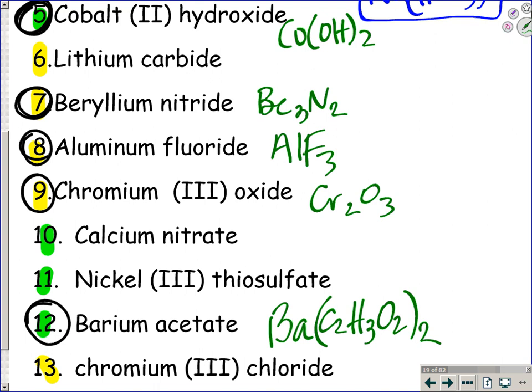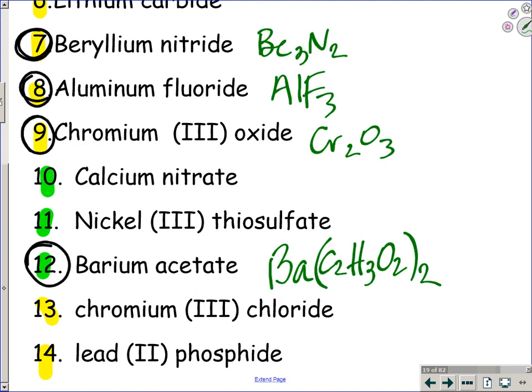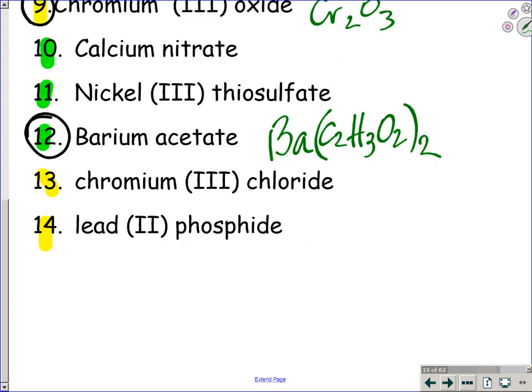This was that one with the chromium 3, so we end up crisscrossing the 3 charge over. And then acetate, did I do this with you yesterday? Yes. Okay, so that's the one with C2H3O2, and the barium's charge gets crisscrossed over. Okay, so now that we feel okay with crisscrossing charges, all we've done so far is take name to formula. What else do you think we need to do? Formula to name.